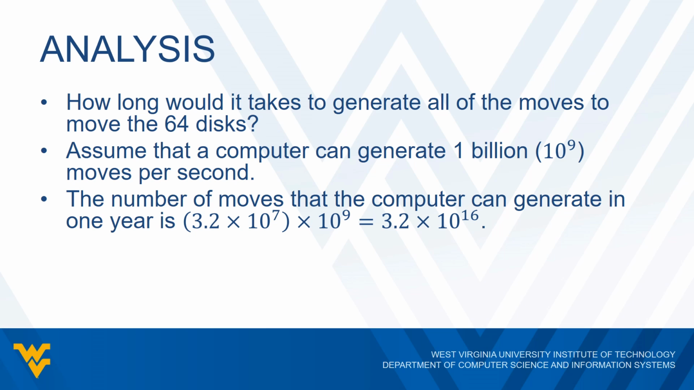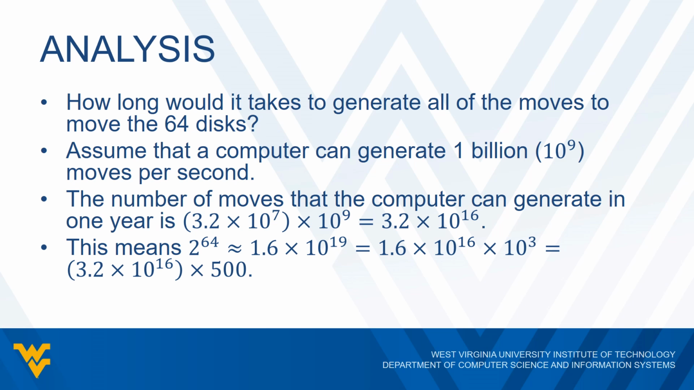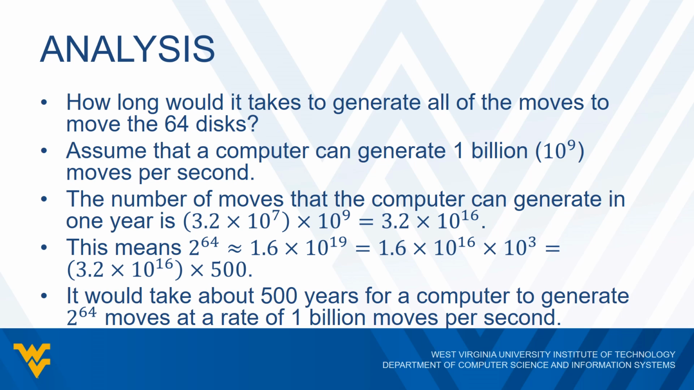Okay, well, we have 2 to the 64th power moves, right? And we've already said before that's approximately 1.6 times 10 to the 19th power. So if we factor that out a little bit, we would get 1.6 times 10 to the 16th times 10 to the 3rd. And that means that would give us 3.2 times 10 to the 16th times 500. What that means is it would take 500 years for a computer to generate 2 to the 64th power moves if we are dishing out 1 billion moves every second.